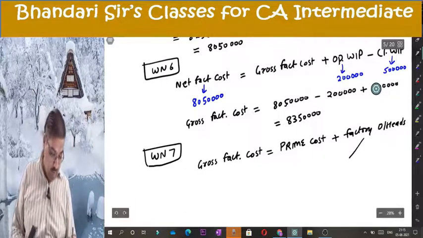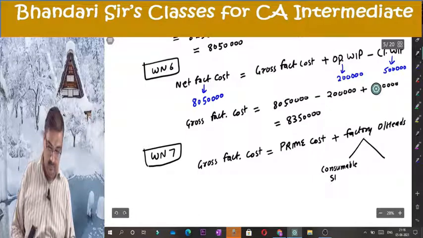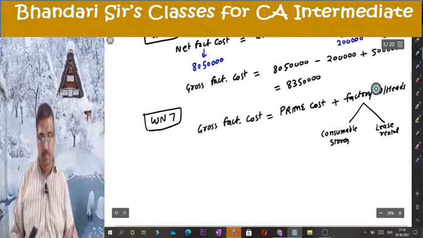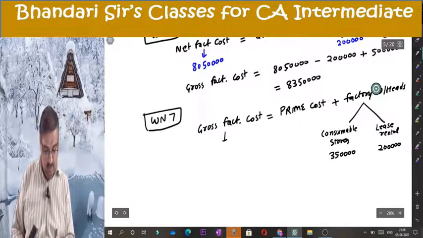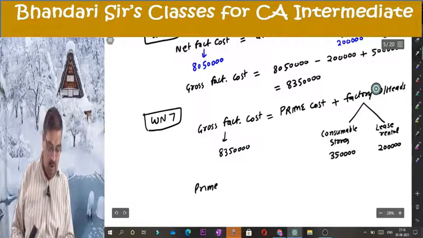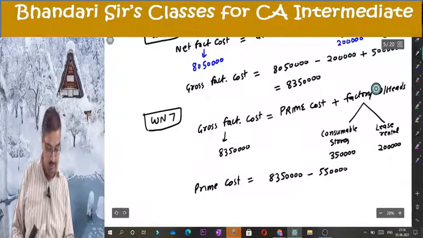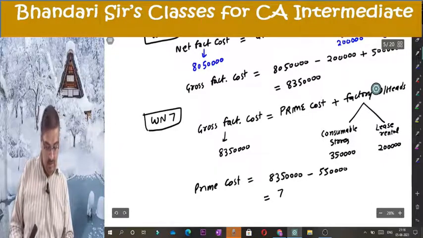You are given two factory overheads. One is consumable stores, another is lease rental of some production assets. This is 3,50,000. This is 2 lakh. This is what we computed, 83,50,000. So prime cost becomes 83,50,000 minus 5,50,000. It becomes 78 lakh.